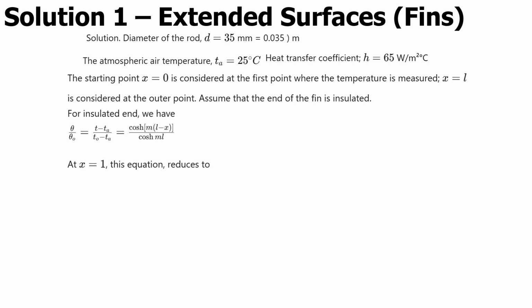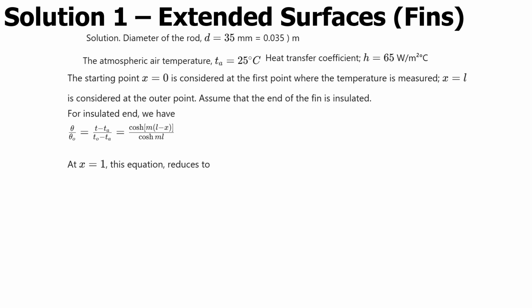Now, for an insulated fin tip, the temperature distribution is given by the formula theta over theta naught equals T minus TA over T naught minus TA, which equals the hyperbolic cosine of m times L minus x divided by hyperbolic cosine of m times L. Here, theta represents the temperature excess, T minus TA, and theta naught is the temperature excess at the base of the fin, T naught minus TA.